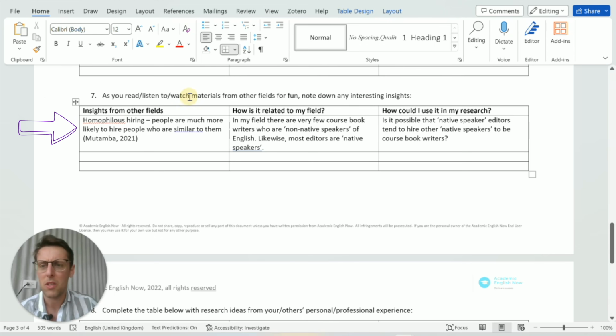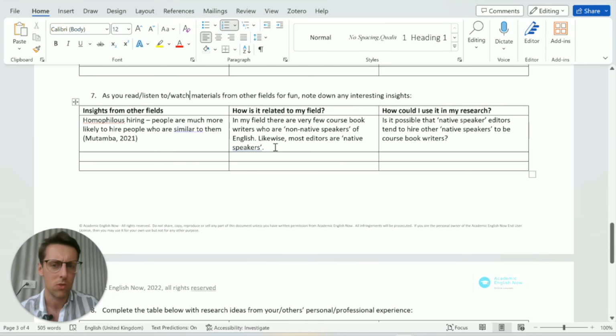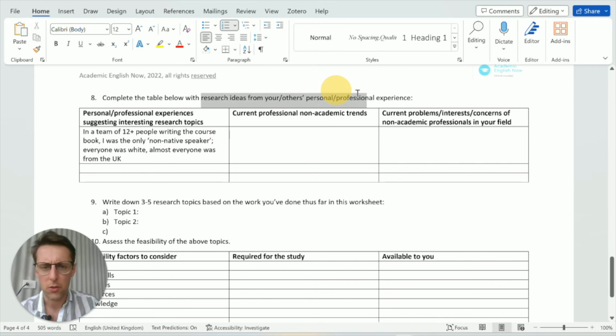Right? So that's something that you want to be doing as you read, listen to, and watch materials from other fields. Do it for fun. You don't have to read academic papers per se. There's lots of interesting podcasts, lots of interesting popular science books, YouTube videos that other researchers do. There's all sorts of interesting stuff, and you want to be noting down these things as they come up.